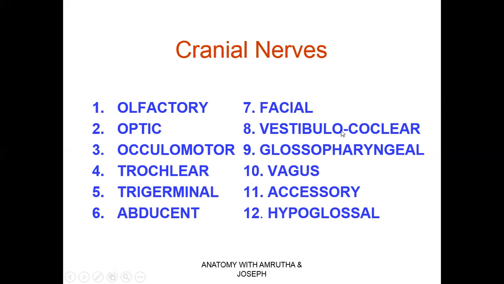Facial nerve has mixed component, sensory and motor. Vestibulocochlear is a sensory nerve. Glossopharyngeal is a mixed nerve. So it has sensory and motor components. Vagus nerve is again a mixed nerve. Accessory nerve is a motor nerve. Hypoglossal nerve is again a motor nerve. So we have seen the cranial nerves and which type it belongs to, whether it is sensory, motor, or mixed.